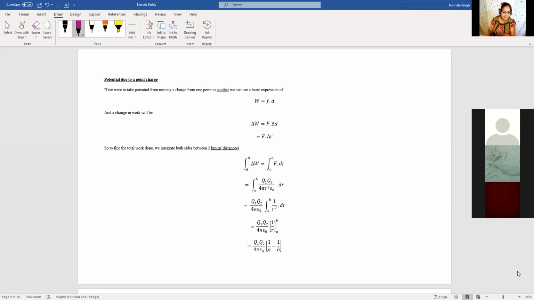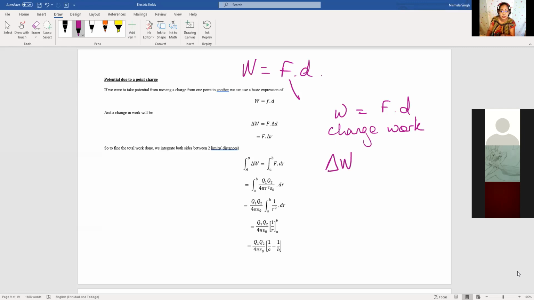So if we were to take the potential from moving a charge from one point to another, we can use the basic equation: work is equal to force by distance. Basic equation. We're looking at Form 4 mechanics. Work is equal to force by distance. And when we change our work, all we're going to do to get a change in work, which is delta, delta means a change.